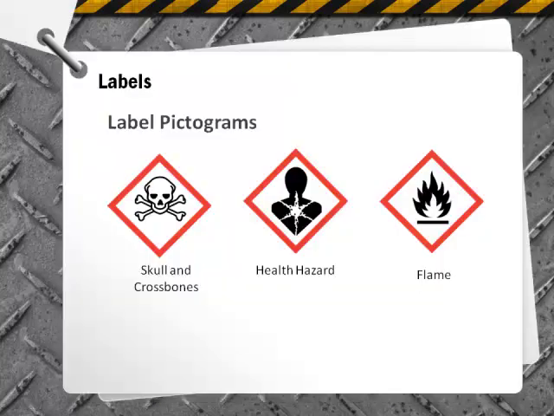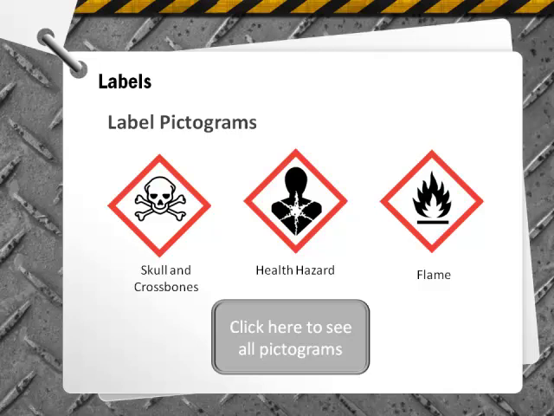The 2012 standard requires pictograms on labels to alert users of the chemical hazards to which they may be exposed. Each pictogram consists of a symbol on a white background framed within a red border and represents a distinct hazard or hazards. The pictogram on the label is determined by the chemical hazard classification. Click the link to see all the approved pictograms.